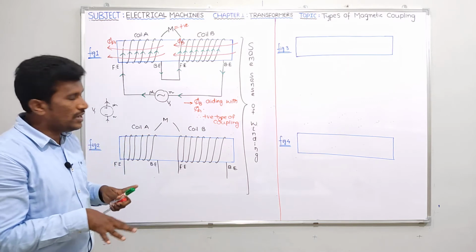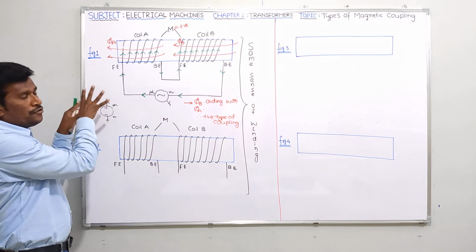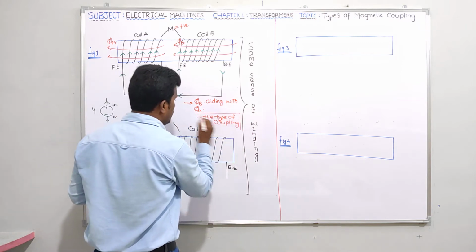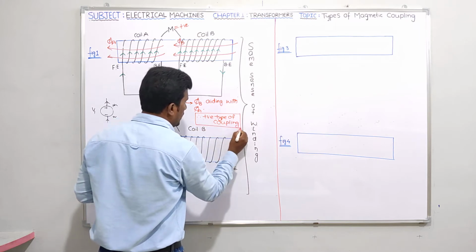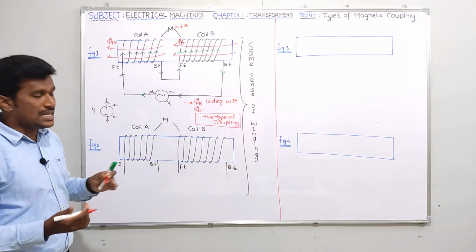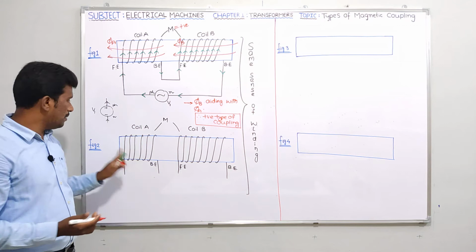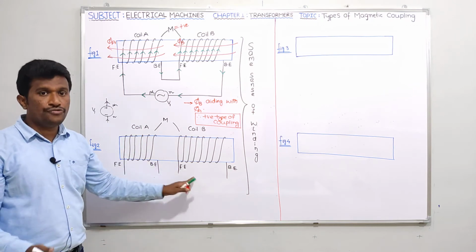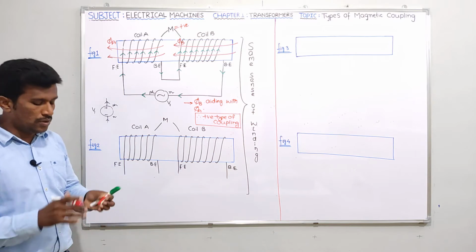So first of all we discussed figure number 1, where I got a positive type of coupling. From this, we should get negative type of coupling. Figure number 2 should be negative type of coupling for the same sense of winding. So for that, what are we going to do? Please try to observe clearly.